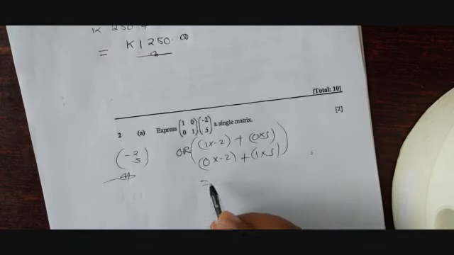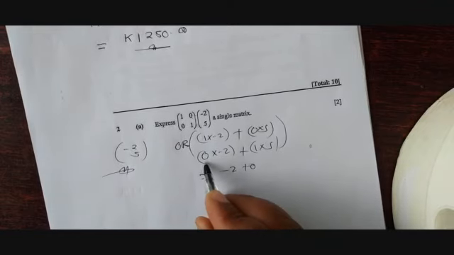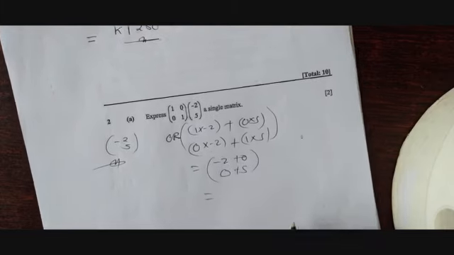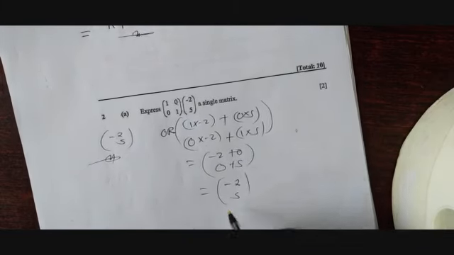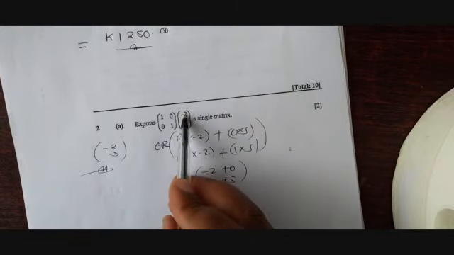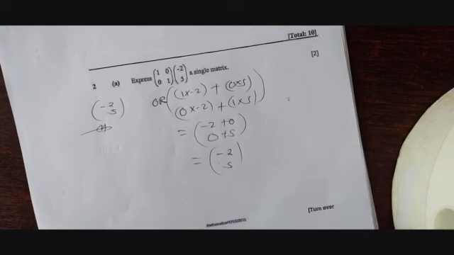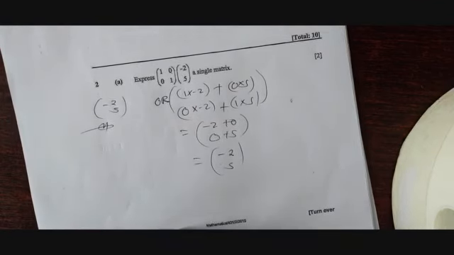So here what we get is negative 2 plus 0. Here when you multiply, you have 0 plus 5. What is your answer? Your answer is negative 2 and 5. Alternatively, you can just multiply this by that, then this by that. That will be your answer. You get your 2 marks. We go to the next part of question 2.